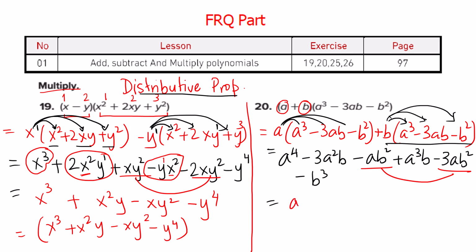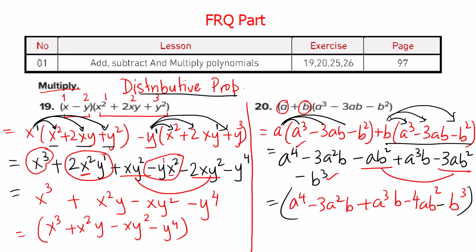So when we give the final answer, first and last term is alone. They don't have anything common. And similarly, minus 3a square b and a cube b are alone. When I combine negative with negative, they will get added with the negative sign. So 4ab square. And here b cube had negative, so let me just change the sign. So yes, this is going to be my final answer.